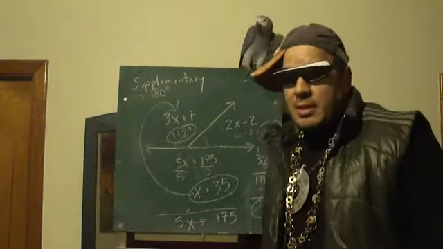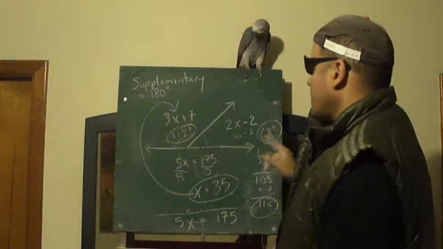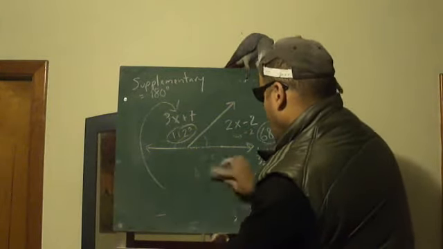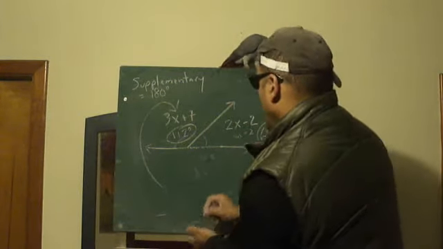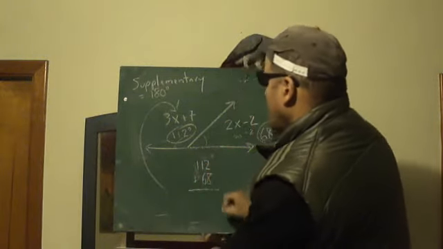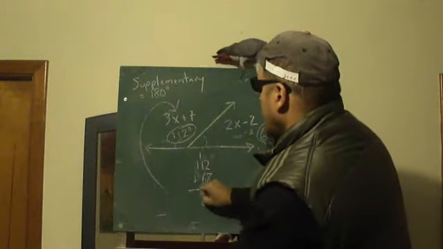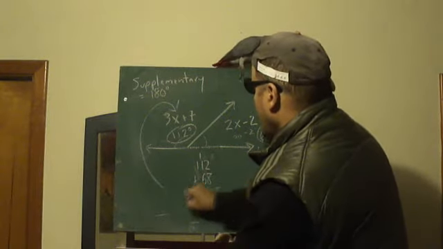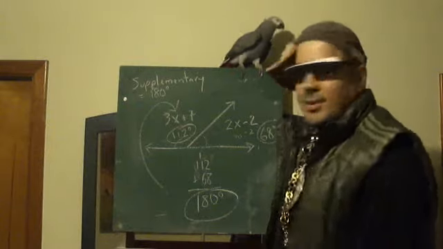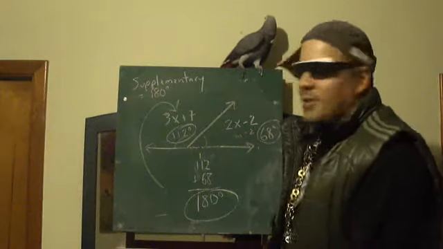Are they supplementary though? We can check our answer. Let's check. 112 plus 68, does it add up to 180? 112 plus 68. 2 and 8 is 10. Put a 0, carry the 1. 6, 7, 8. Bring down the 1. 180 degrees. They are indeed supplementary. And you just solved an equation related to geometry. It's the same stuff, used for a different purpose.